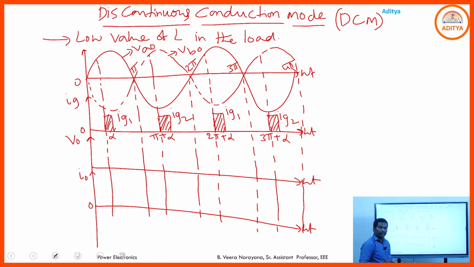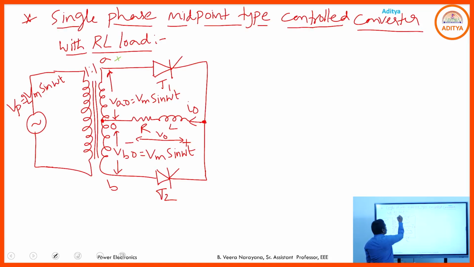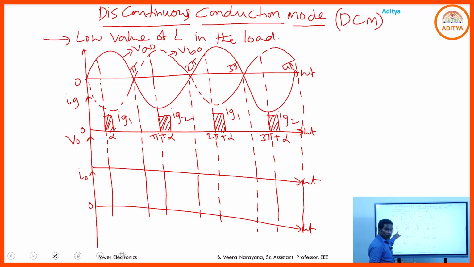Coming to the operation of the midpoint type control converter with RL load under discontinuous conduction mode. During the positive half cycle of the supply, terminal A is positive and B is negative. Correspondingly, T1 is forward biased and T2 is reverse biased. At omega t equal to alpha, we provide the gate pulse to the first SCR, then SCR1 comes to the on state.